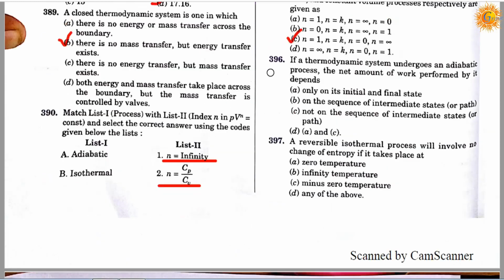Question number 396. If a thermodynamic system undergoes an adiabatic process, the net amount of work performed by it depends on option A, only on its initial and final state, option B, on the sequence of intermediate states or path, option C, not on the sequence of intermediate states or path, and option D is A and C. So correct answer is D, it means option A and C will be correct.